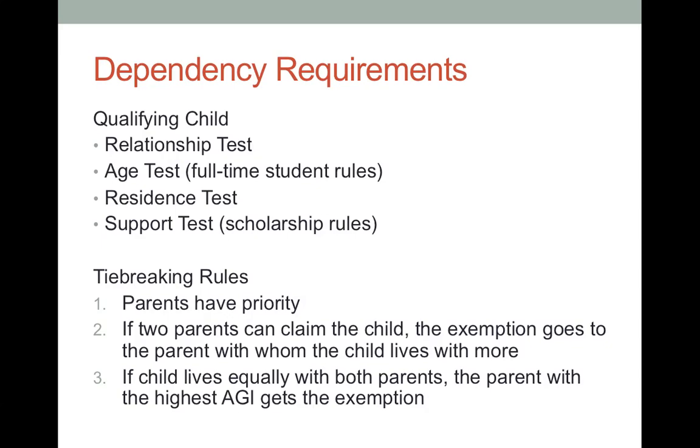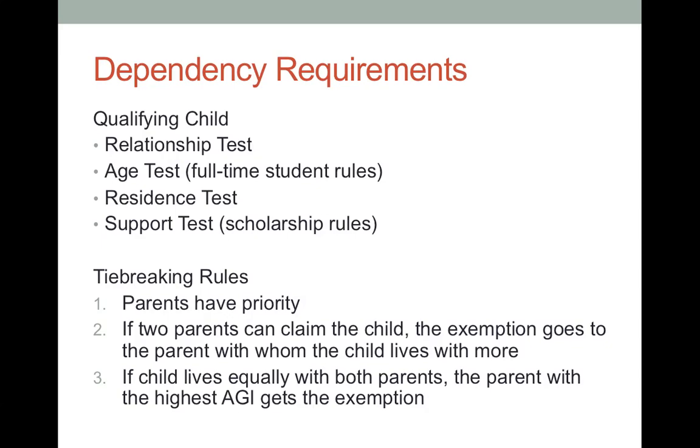The age test, under 19 or under 24 if you're a full-time student. Remember that in order to be a full-time student, you have to be a full-time student for 5 months of the tax year. 5 months is what deems you a full-time student for the tax code. The residence test means that you have to live with the taxpayer for more than half of the year. Short-term absences for school, if you live here in the dorms or off-campus housing, your parents can still claim you because your primary residence is with them. You're still going home over the summers and for school breaks, and so you would still meet the residence test.